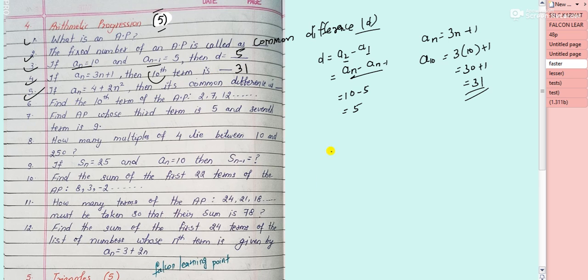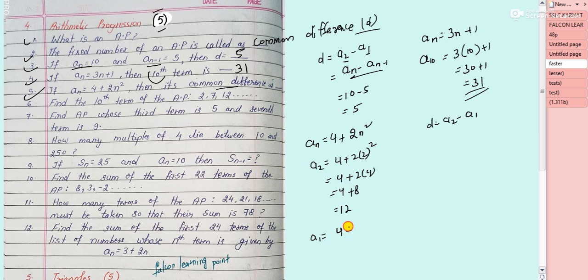Next type: if an is equal to 4 plus 2n square, then find its common difference. Again, you can find the common difference using a2 minus a1, right? So I'll find a2 first. I will get 4 plus 2 into 2 square. What is 2 square? 4. So 4 plus 2 fours, 2 fours are 8, it is 12. What will be a1? 4 plus 2 into 1 square, so 4 plus 2, this is 6. So 12 minus 6, how much is this? 6. So the common difference is 6. Got it? They are very easy ones.